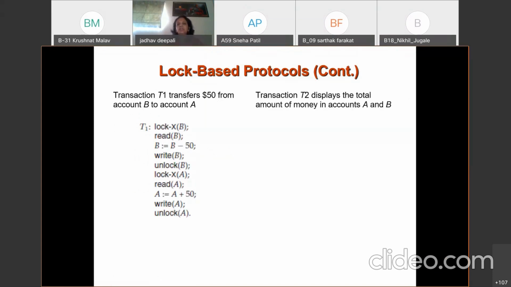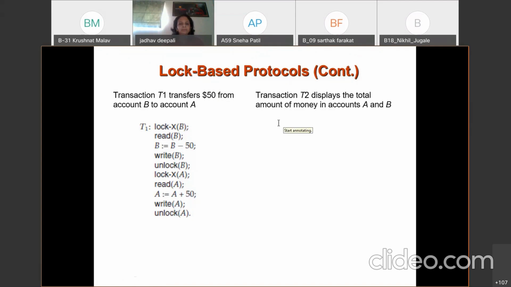Now the next transaction, T2. What does it perform? Transaction T2 displays the total amount of money in accounts A and B. So it needs to read the value of A and read the value of B. Which lock is required here? Which lock is sufficient here? Exclusive or shared? Correct. So the lock sufficient here is shared mode.